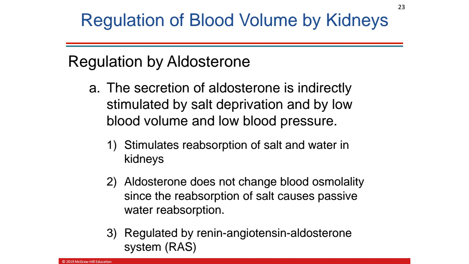So here's some more facts about aldosterone. The secretion of aldosterone is indirectly stimulated by salt deprivation and by low blood volume and by low blood pressure. It stimulates the reabsorption of salt and water in the kidneys. Aldosterone does not change blood osmolality, since the reabsorption of salt causes the passive reabsorption of water by osmosis. And aldosterone is regulated by the Renin-angiotensin-aldosterone system, or RAS.